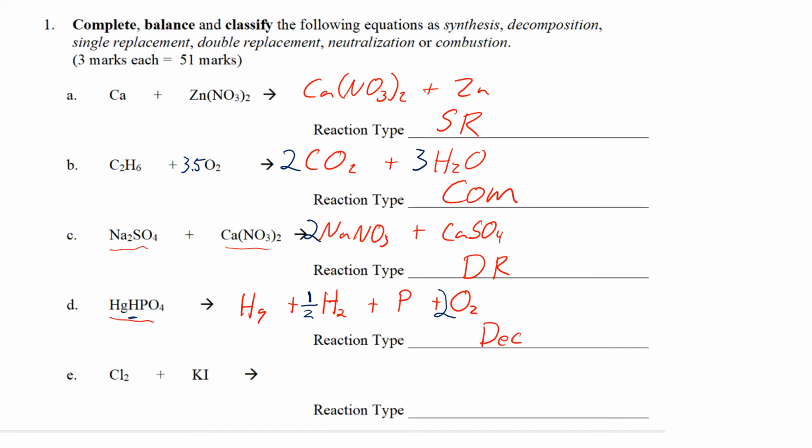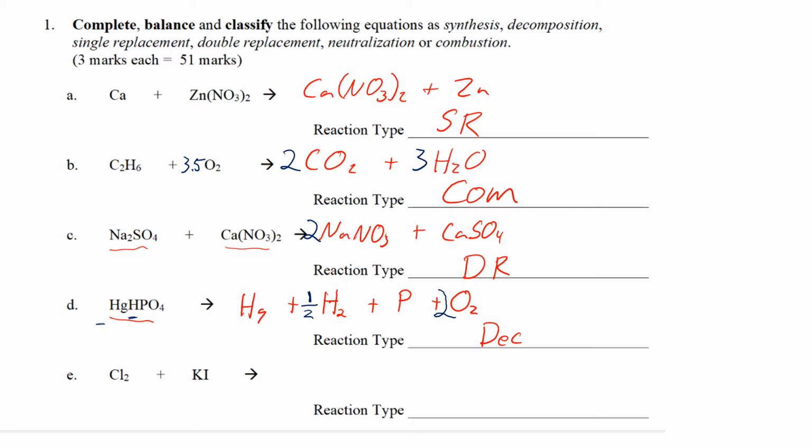Okay, now if you don't like that half, you can times everything by 2. So you'd have to place a 2 right there, 2 mercury, just 1 hydrogen then, and then 2 phosphorus, and then 4 oxygens. Okay.